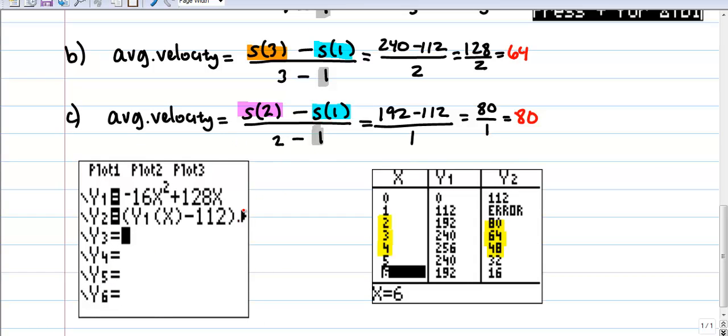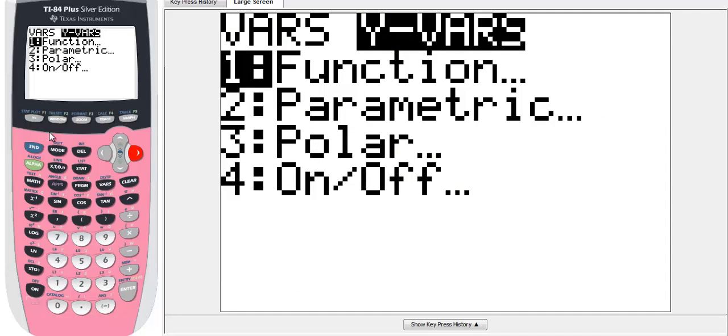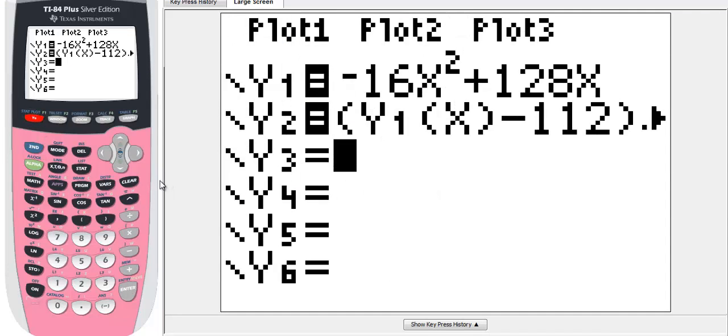So again, this was over X minus 1. And this, you go to your Vars, right arrow, enter, enter. Let me make sure I had that right. Vars, right arrow, enter, enter. Yep. So that's pretty cool that you can do it that quickly.